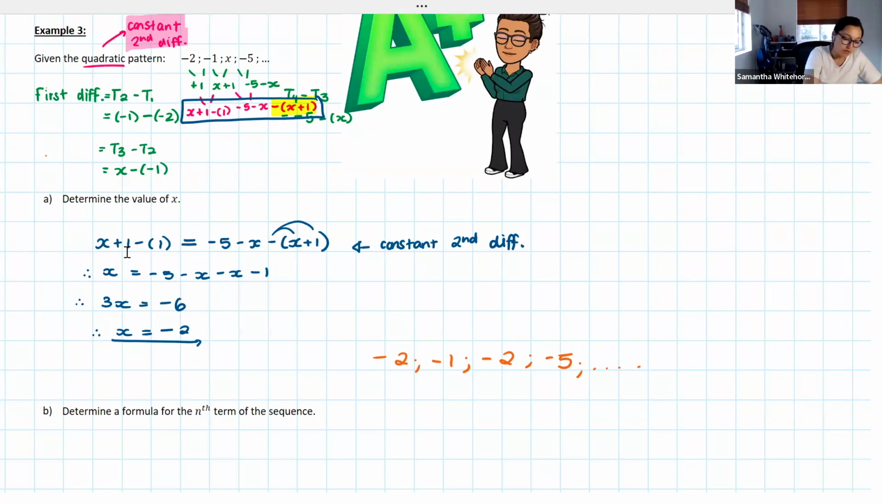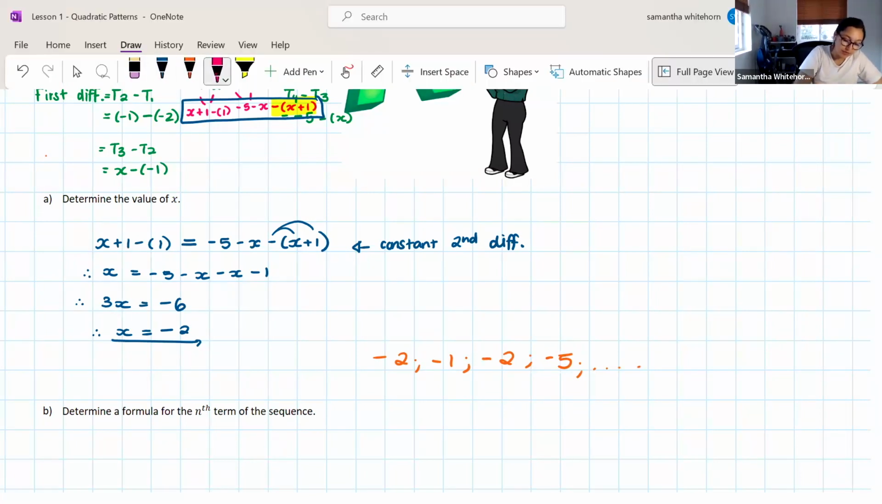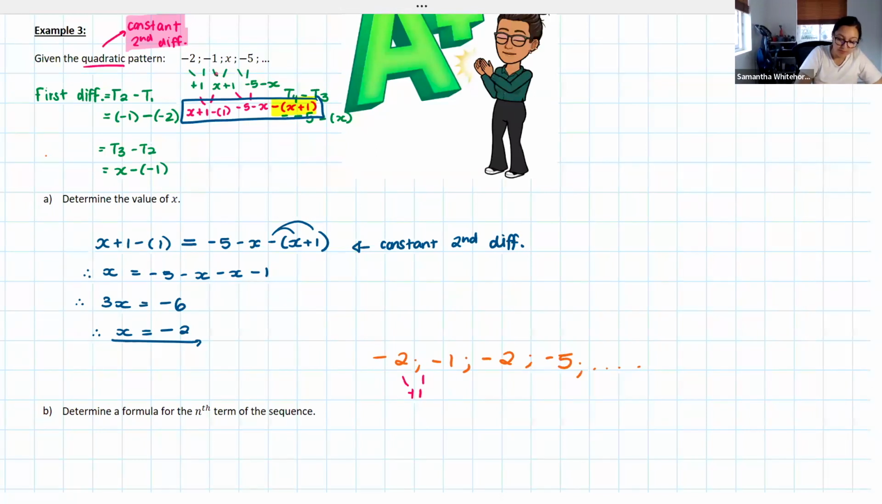Right, again, just see what's popping here. So this was +1, -1 to -2 is -1. -2 to -5 is -3. And then when it comes to my second differences, 1 to -1 is -2. -1 to -3 is -2. So we've got a quadratic pattern. Constant second difference, which we worked out, and we've got our first differences forming a linear pattern.